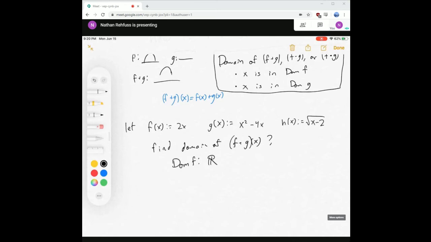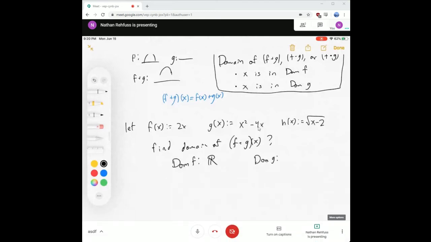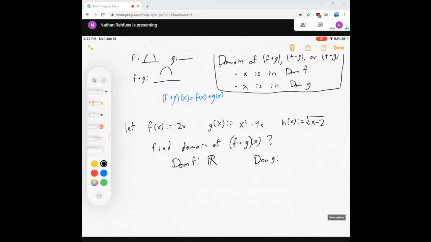How about the domain of g? I need to know each of these before I can find the domain of the new function. Well, g says take a number, square it, and subtract 4 times that number. I can follow those instructions for literally any number. I can take whatever number you give me, square it, and subtract 4 times the number you gave me. Doesn't matter what you gave me, I'll always be able to do that. And so the domain of g is also all real numbers.